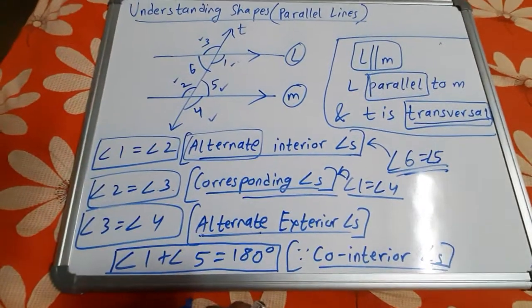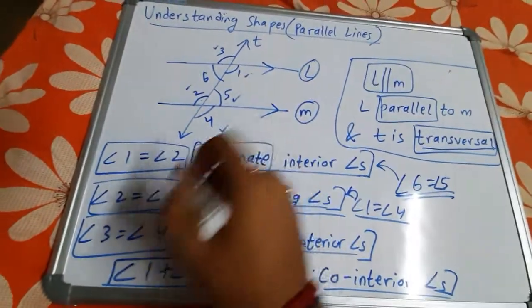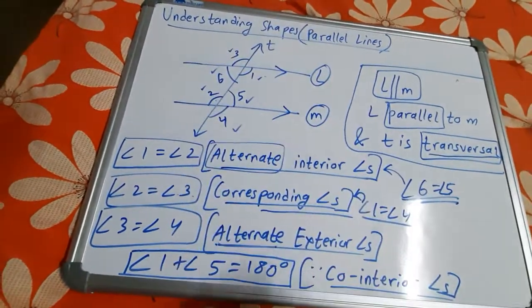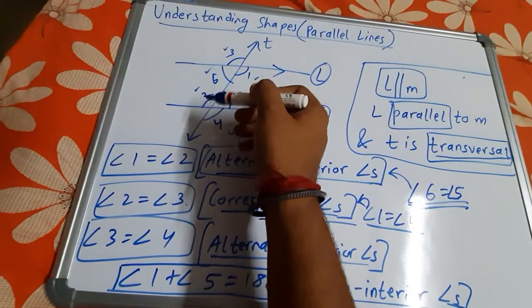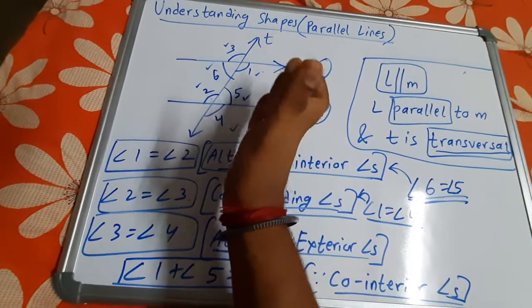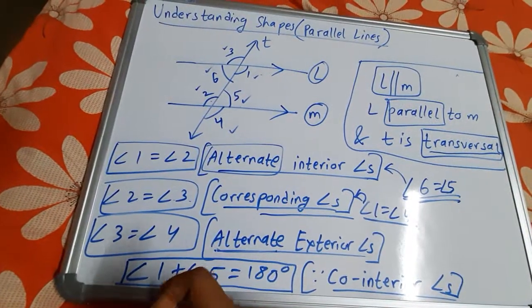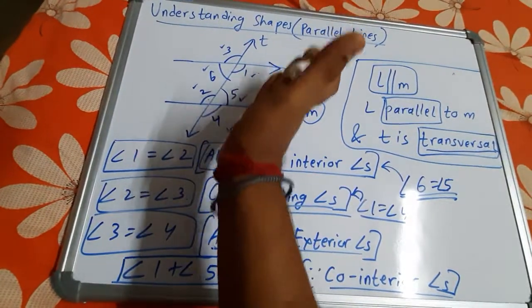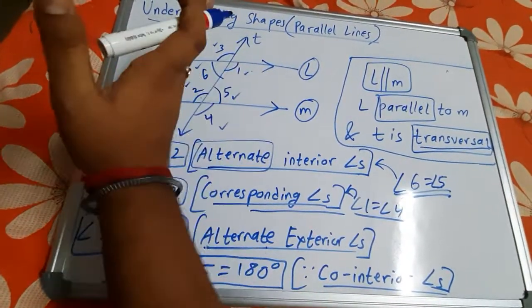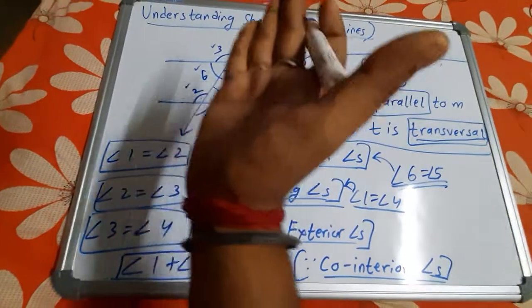Can you tell me another example? In this diagram I have found out another example. See, angle 2 and angle 6, they are also in the interior portion of the parallel lines, but they are on the left hand side of the transversal. See, this 1 and 5 was on the right hand side of the transversal, but the 2 and 6 are on the left hand side.